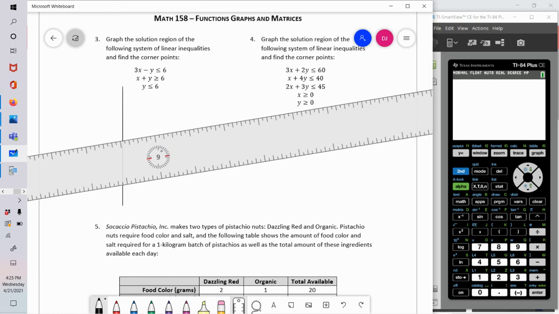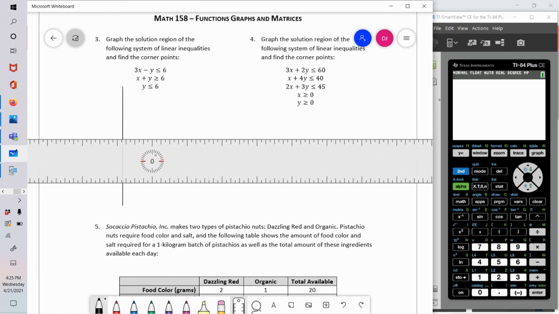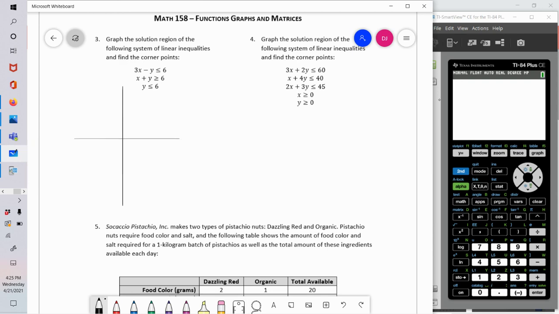So here's my y-axis. Here's my x-axis. First equation. Let's use colors again. I'll use blue for the first equation, right? So if x is 0, y is -6. And if y is 0, x is going to equal 2.